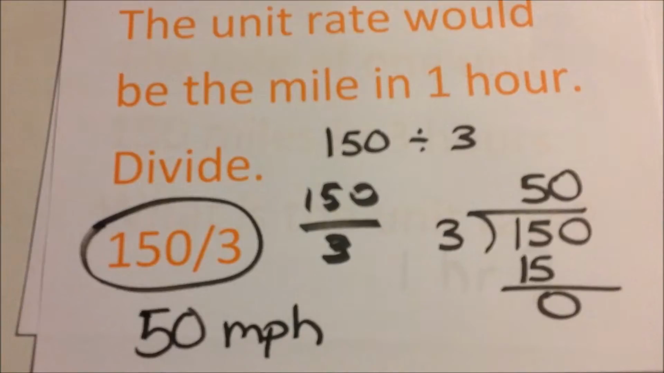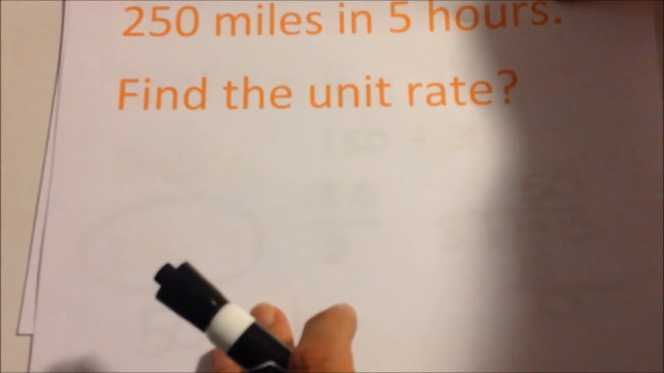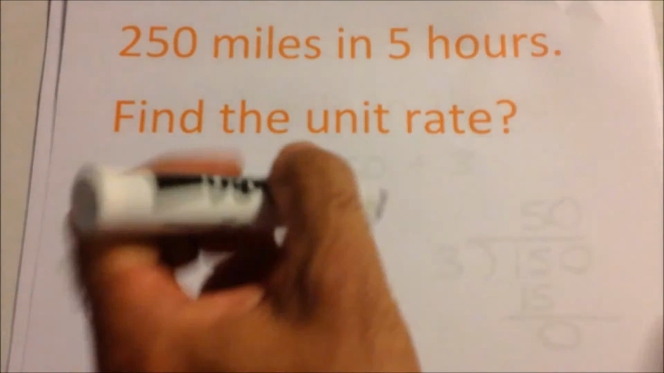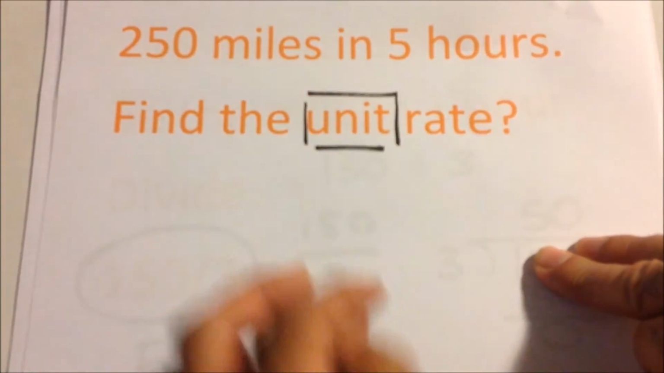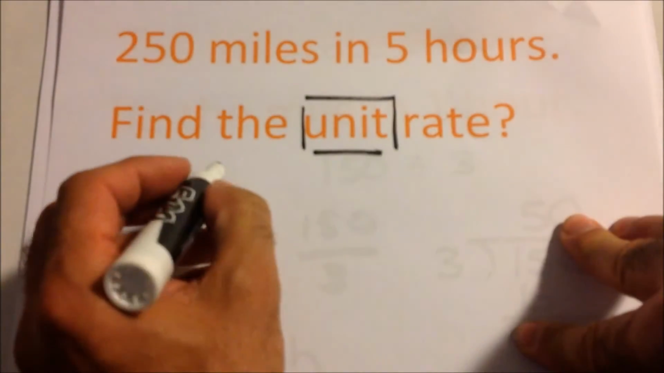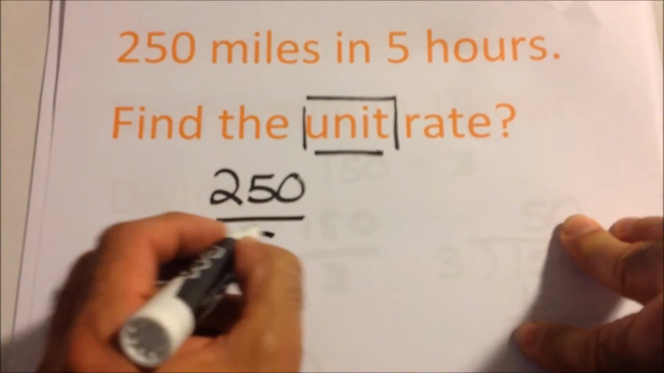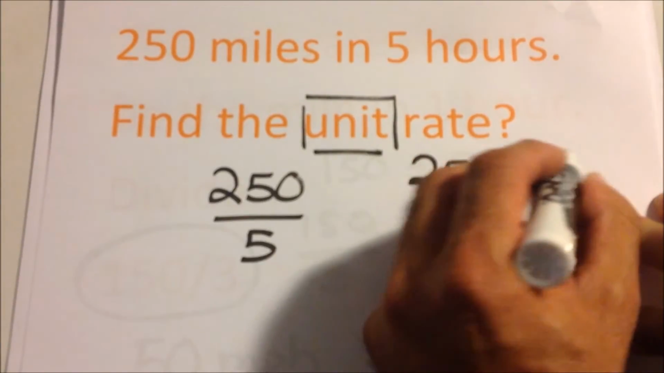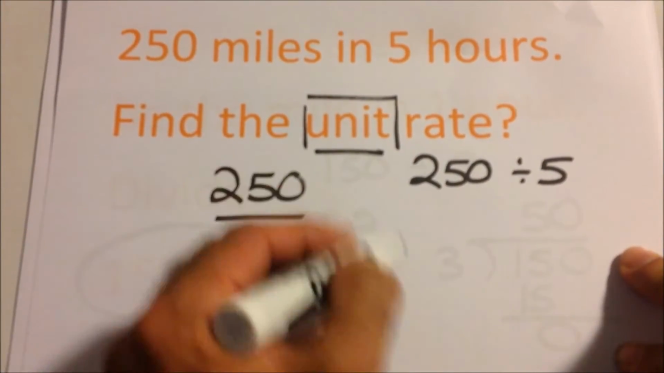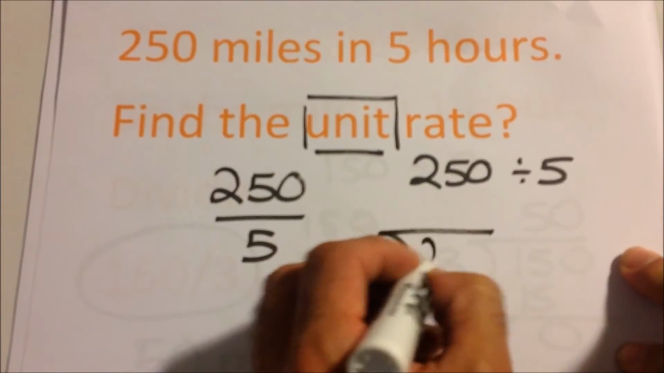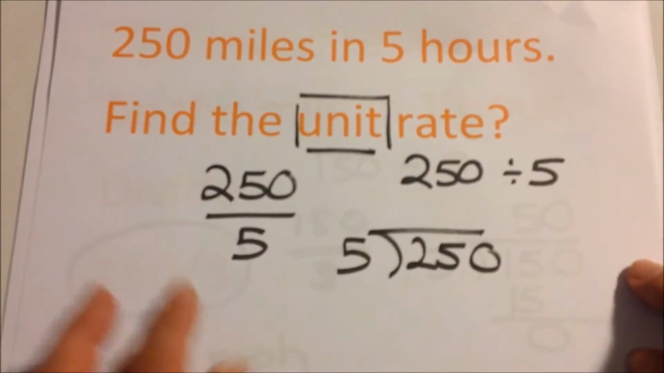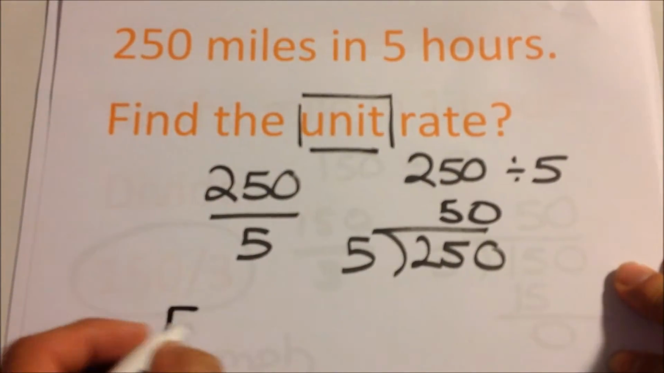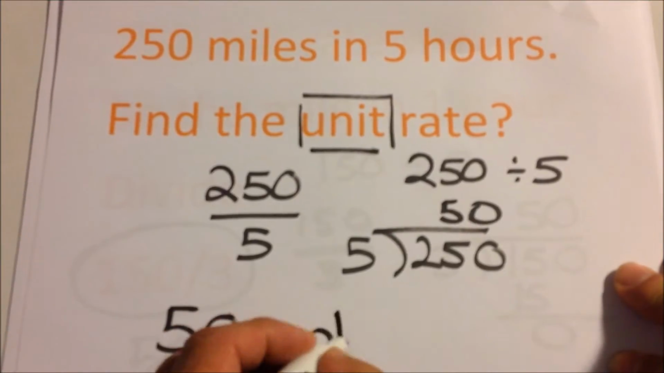See if you can do this one now. Let's say you're going 250 miles in 5 hours. What is the unit rate? So this is the rate. Now we're trying to find the unit rate. Remember, unit means 1. So what do we do? Divide. 250 divided by 5. Right? And we know that the top number goes in the box. And if you do this, you'll get another answer of 50. So this unit rate is also 50 miles per hour.